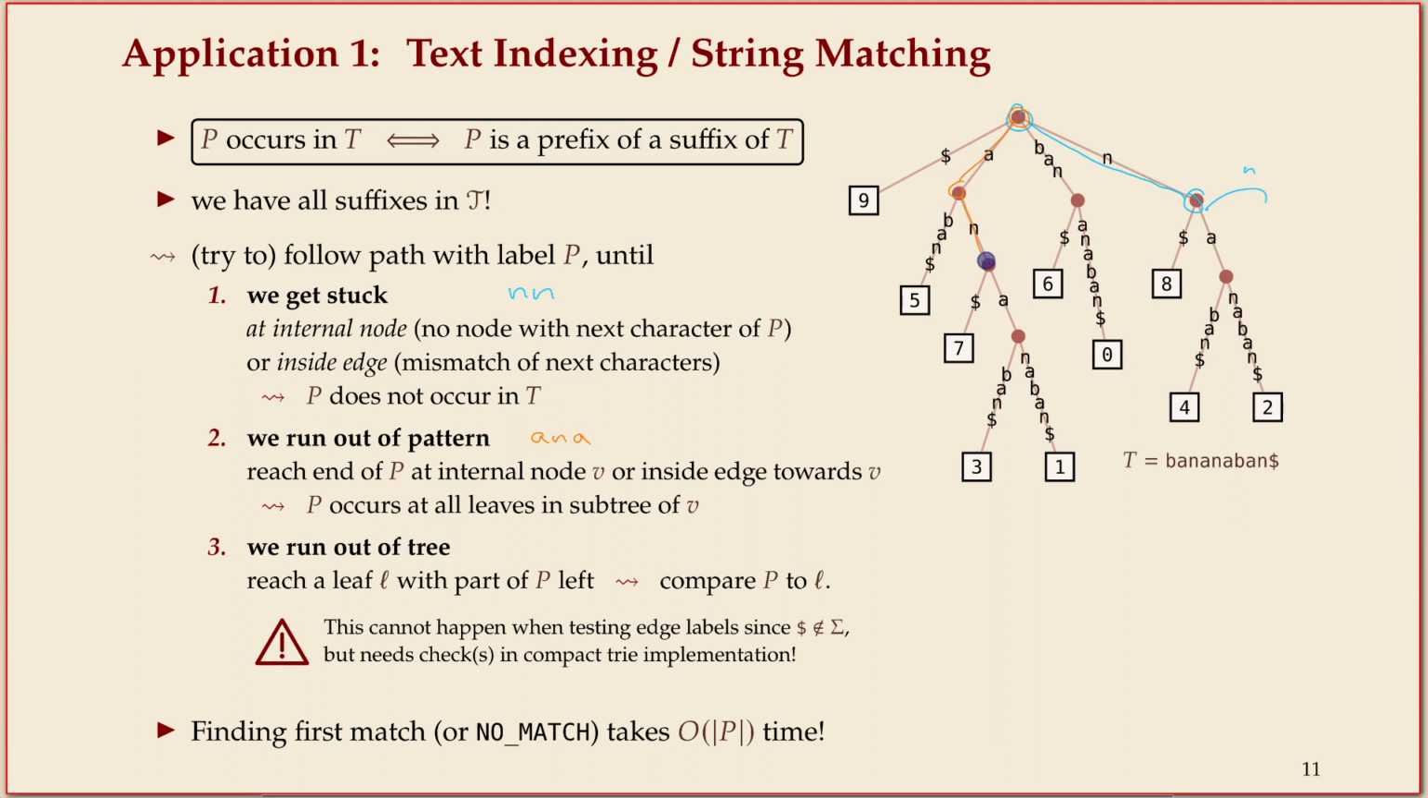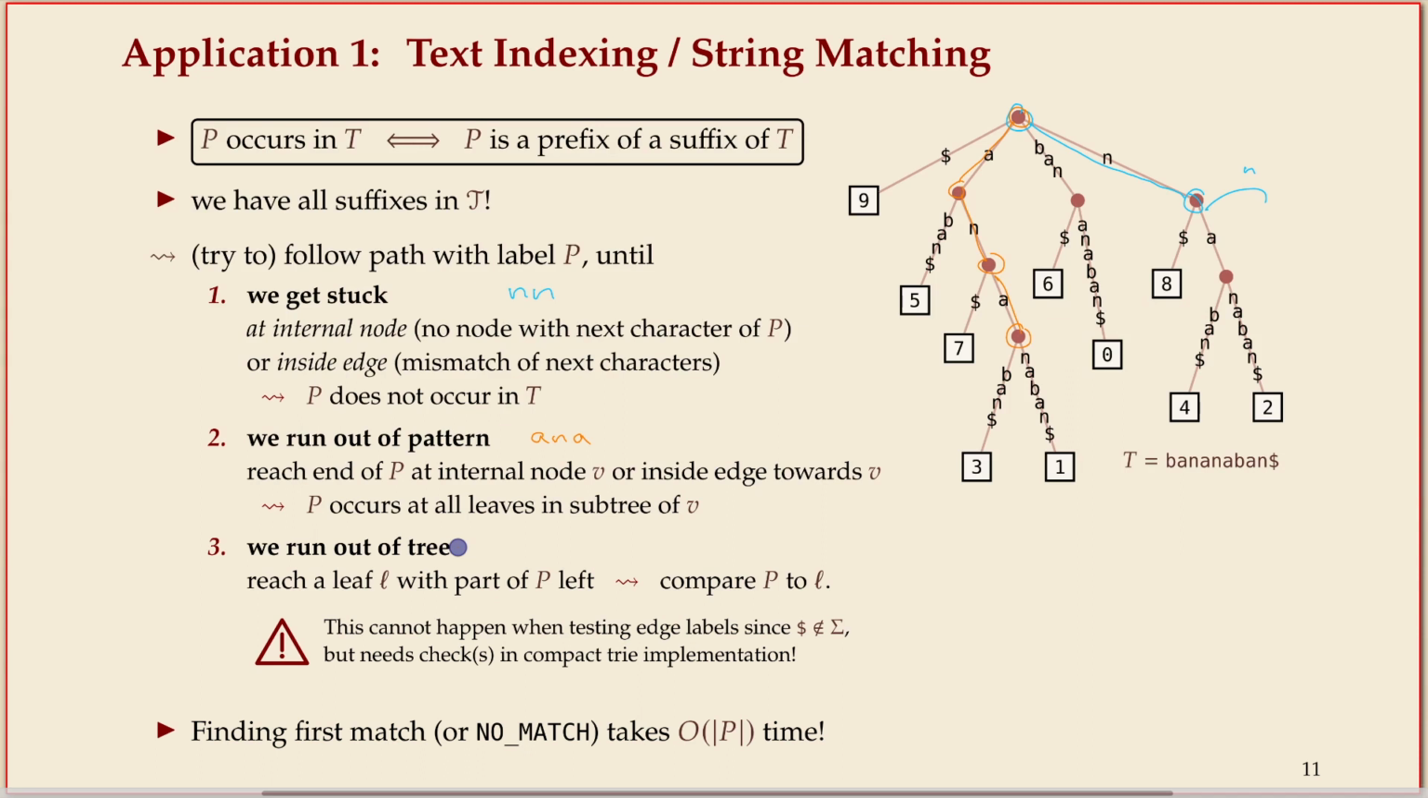So we went down here. And so the pattern was finished when we read, but we could have gone on in the tree. That's the case where we have occurrences, as I discussed in detail just before. And the third case is we run out of tree. So we keep reading the pattern and then we reach a leaf.